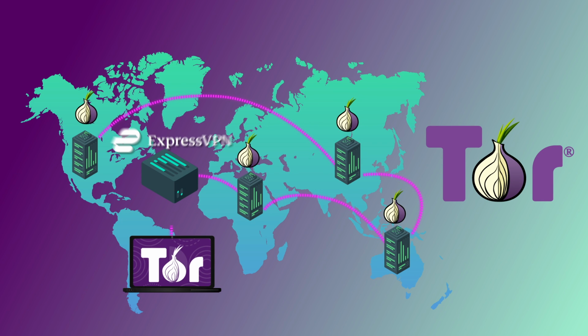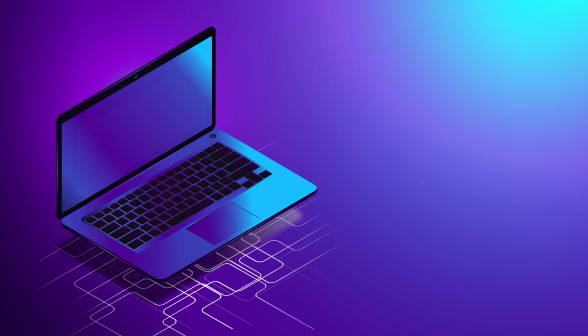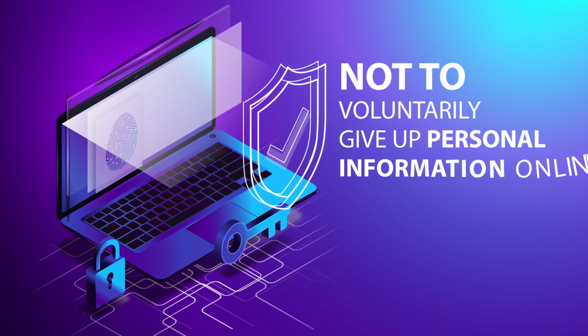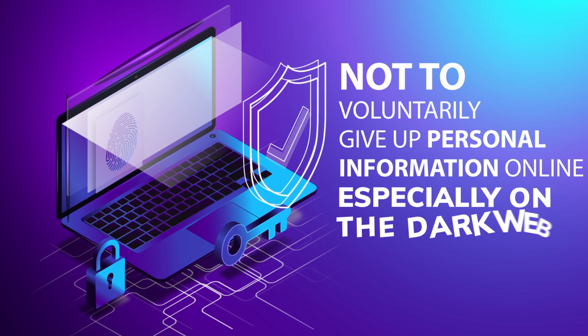Another disadvantage of Tor browser is that it only makes your browsing activity anonymous. Anything you do on other apps is completely unprotected. Trust me, it's a lot easier than you might think to forget this and get a bit sloppy. That's yet another reason to use Tor with ExpressVPN. If you connect to the VPN first, all of your activity will be private, not just your browsing. Quick note, even if you're using both Tor and ExpressVPN, you still need to be super careful not to voluntarily give up personal information online, especially on the dark web.